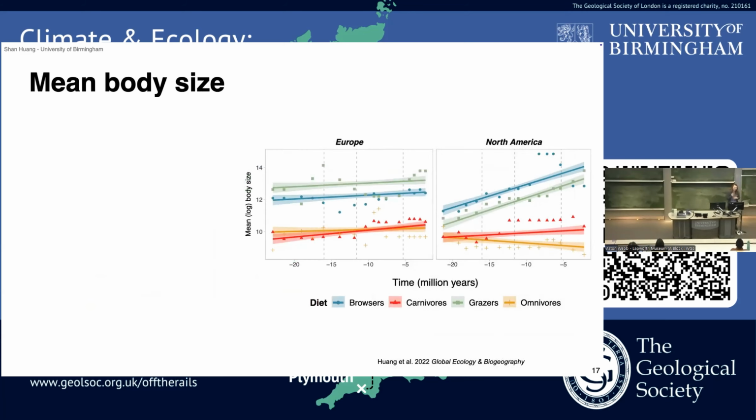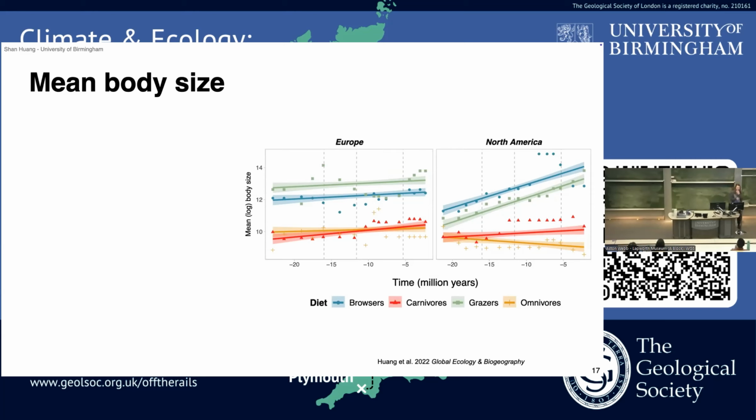Here's the result for mean body size. The different colors here represent the patterns of the different food types, including browsers and grazers as the 2 groups of herbivores, and then the carnivores, and then the omnivores. So the points are the data per geological time bin, and then the lines represent some general trends for each group through time. And we can see a variety of patterns among the different groups, even on the same continent. This already suggests some complexity in the environmental influences.